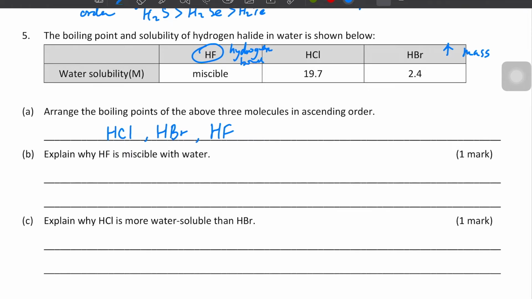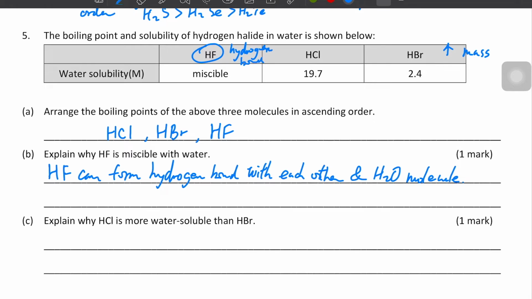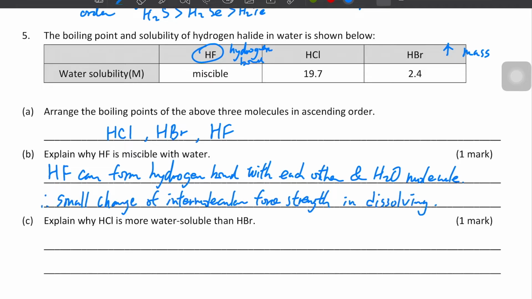Yes, first, HF can form hydrogen bonds with each other and with water molecules. This is point 1, right? If there are more marks, it depends on the marking scheme, but the second statement I highly recommend you write down. So what is the significance? Why is it important to form hydrogen bonds? It is because the change in intermolecular force is small, so it favors the reaction. Yes, if the change is small, then the reaction is favored.